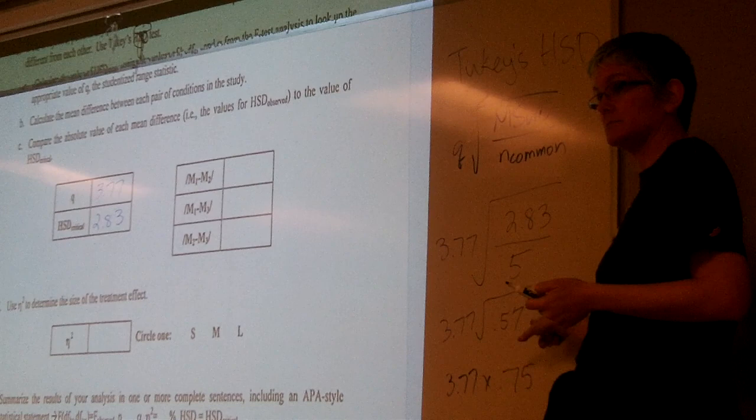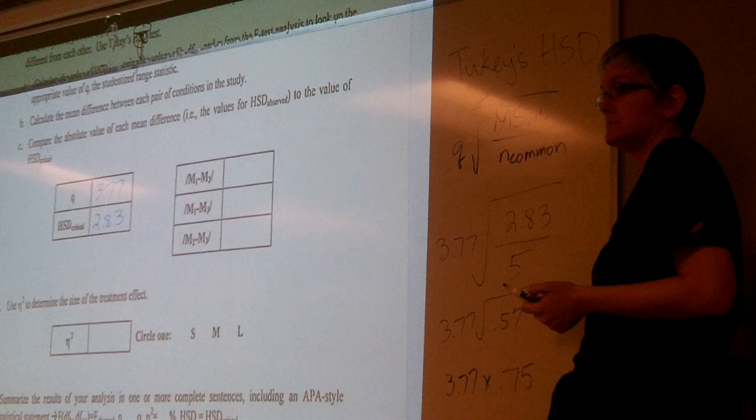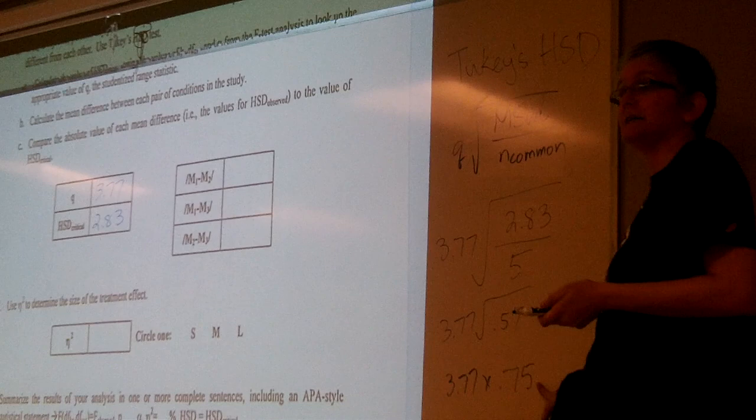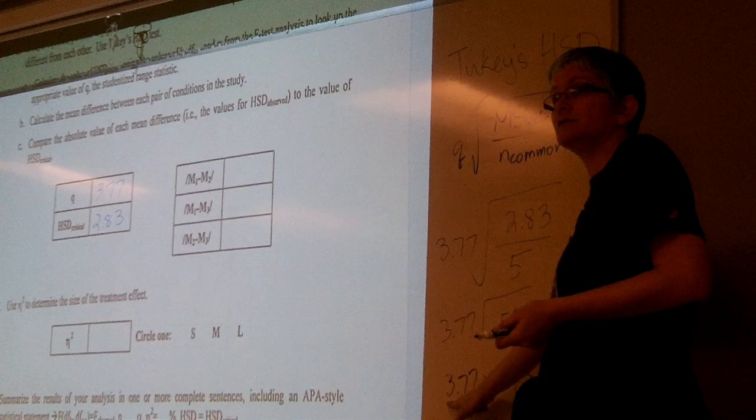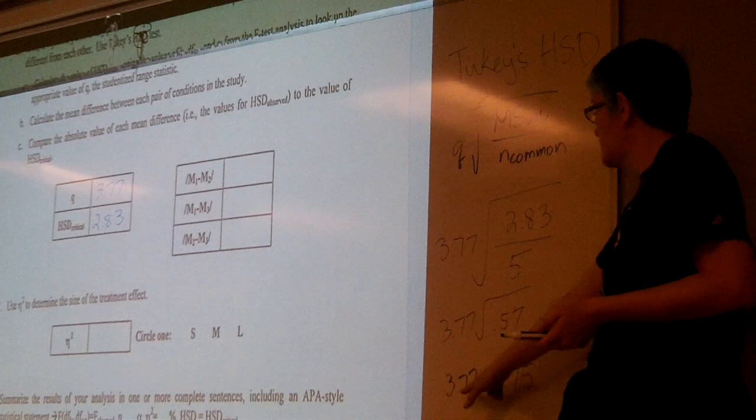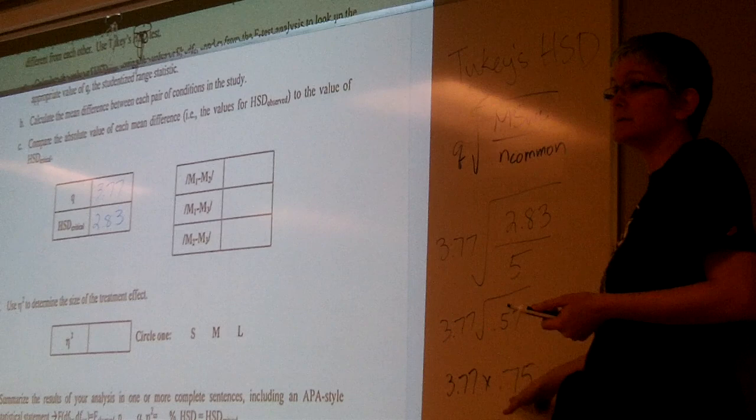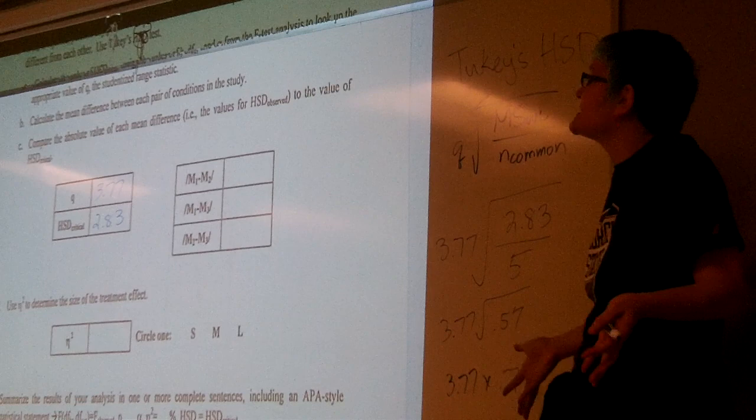Next step is to take the square root of 0.57. If I do that, I get 0.75. So my very last step is to multiply the value I got for Q times the value I have left here. So 3.77 by 0.75, and what I get is 2.83, which is coincidentally the same thing as mean square within conditions, but it won't be that way every time. It just happened to work out that way this time.